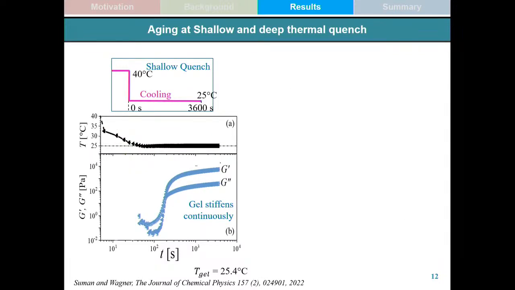So we have a reference temperature. I have a specific volume fraction of adhesive hard spheres, and this is my gel temperature, so that we can quantify what is a shallow or a deep quench for this particular system. So we take the system, put it on a rheometer, and try to give it a shallow thermal quench, which means taking it from 40 degrees to 25 degrees, which is just 0.4 degrees below the gel point temperature.